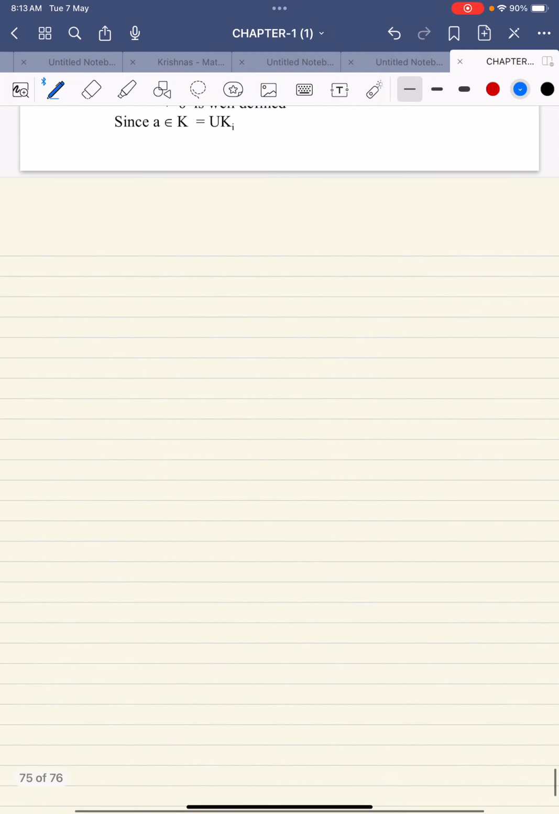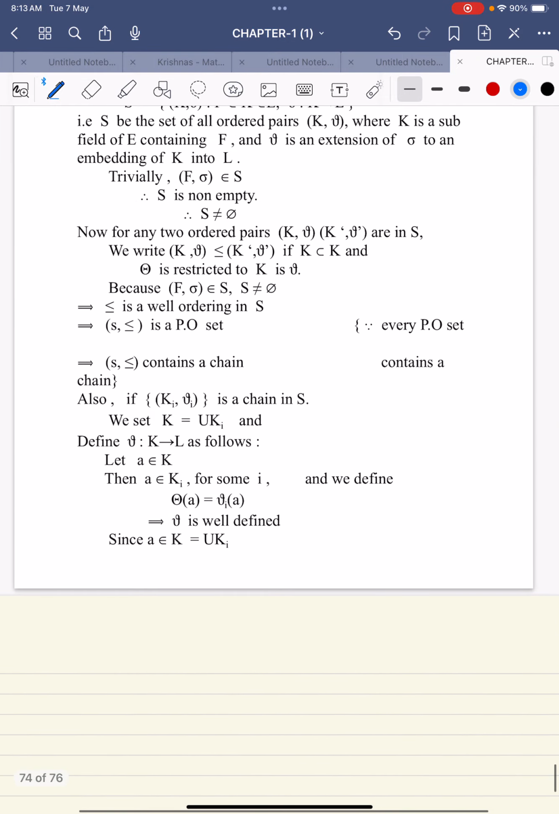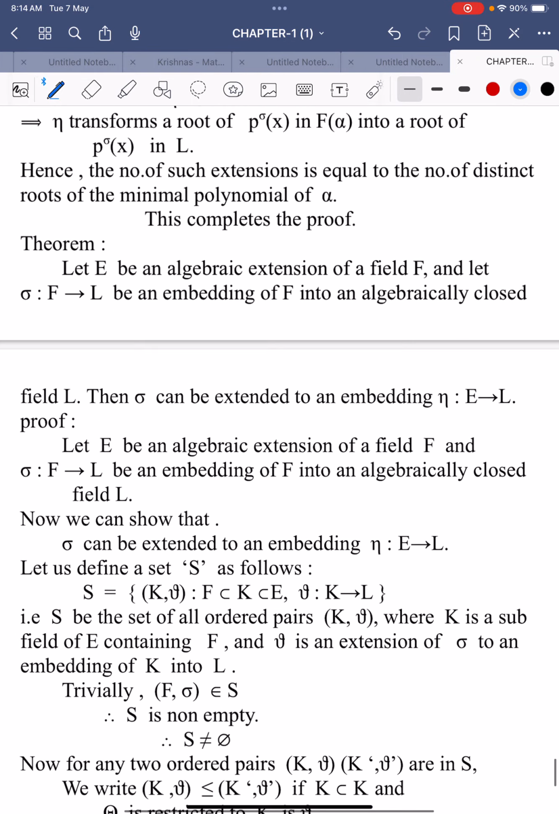Now we are going to prove one more theorem. Let us see the statement of that theorem first and then we prove it. See the statement.